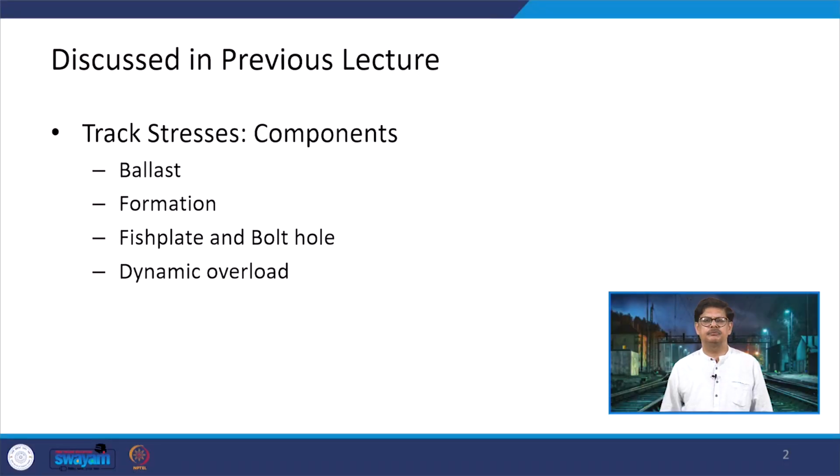In the previous lecture, we completed the various types of stresses which can be there in the different components of a track. We started initially with the rails, then we talked about the sleepers, and then the ballast and the formation. Finally, we also discussed the stresses in the fish plates and the bolt holes, as well as the dynamic overload.